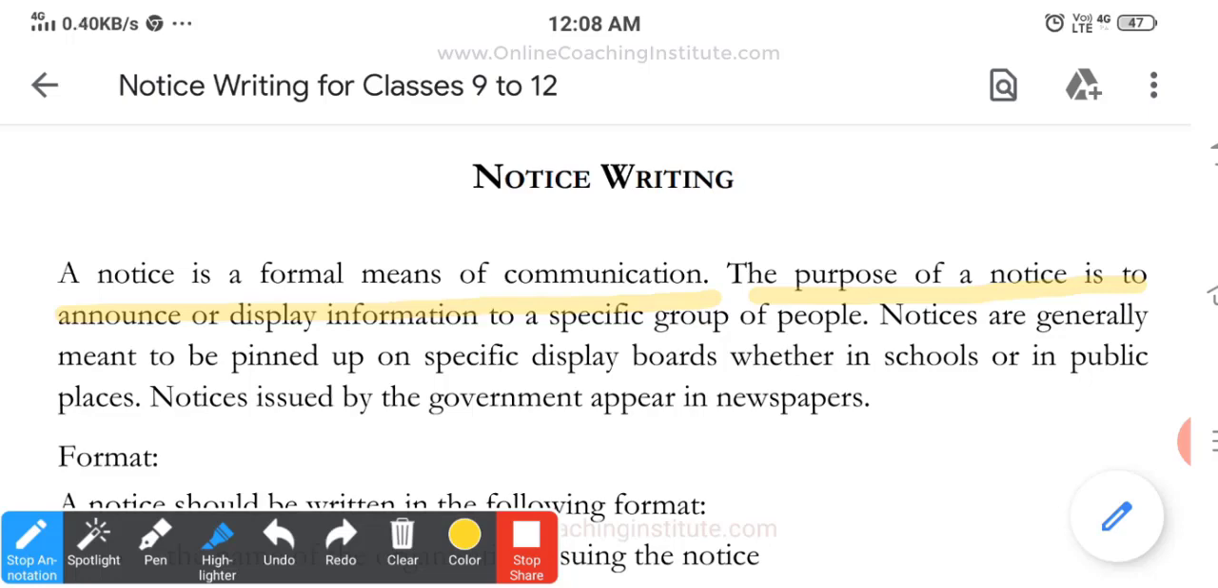But for the students of academic purpose, they are limited to write, compose or draft a notice within 50 words, not more than that. If you write in the examination in more than 50 words, your marks are deducted. So remember this. We move further.